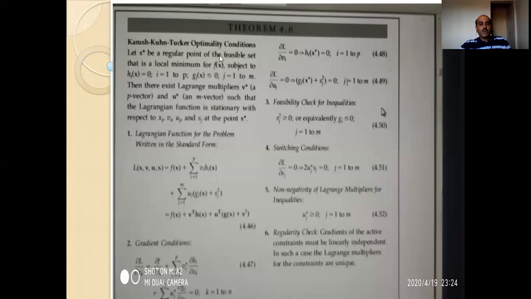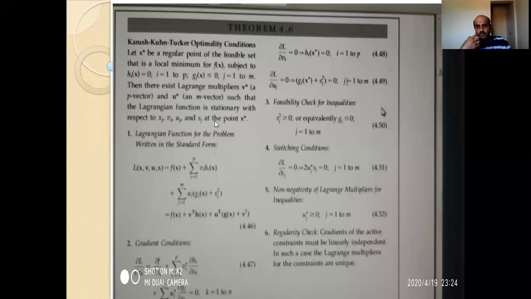Let x star be a regular point of the feasible set that is a local minimum for f of x, subject to equality constraints and inequality constraints. Okay, the equality constraint is hi of x, whereas the inequality constraint is gj of x. Then there exist Lagrange multipliers v star, a p vector, and u star, an m vector, such that the Lagrange function is stationary with respect to x, v, u and s at the point x star.